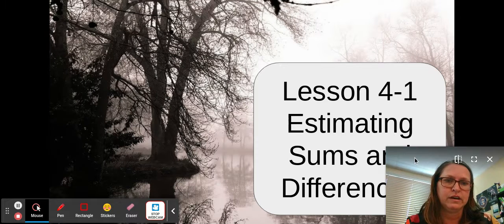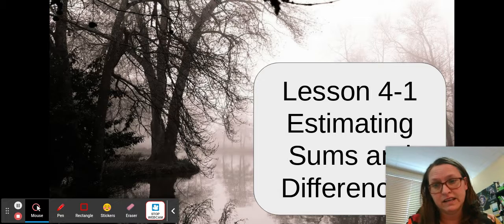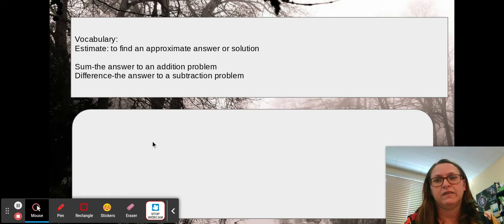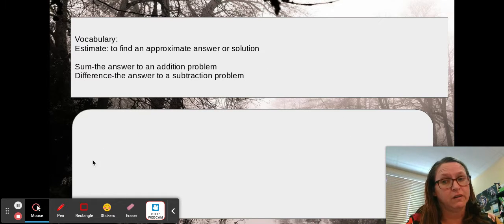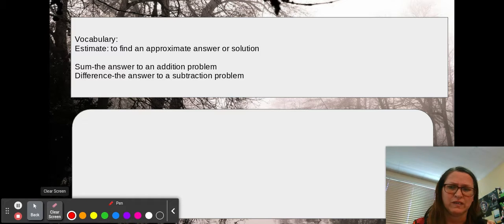Hello. Today we are going to be discussing how to estimate sums and differences. The first thing we're going to do is discuss some vocabulary. The word estimate means to find an approximate answer or a solution.